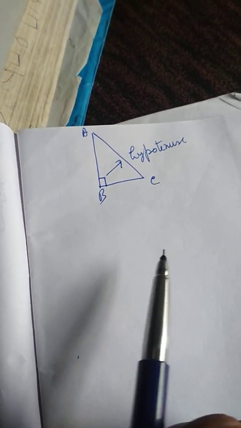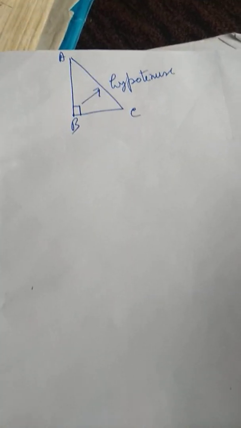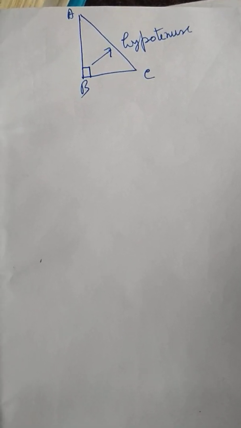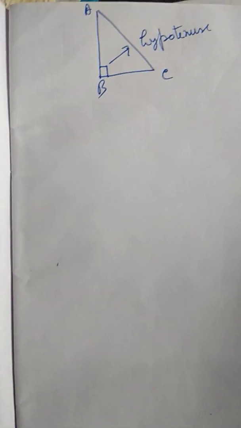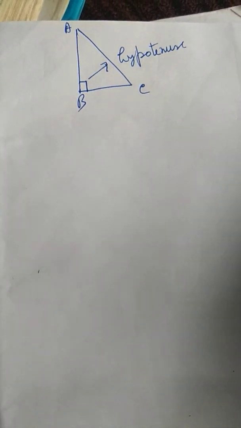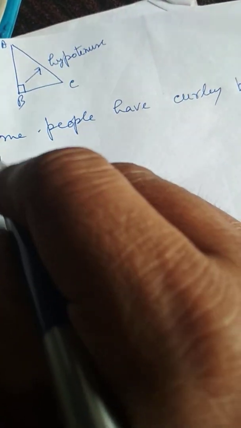Now to remember trigonometry, we have to remember one sentence. If you can remember the sentence, you can remember the ABCD of the trigonometry. There are so many sentences, you can search it at Google, but for more convenience, I am giving you one sentence. Some people have curly brown hair. Now I am changing here.